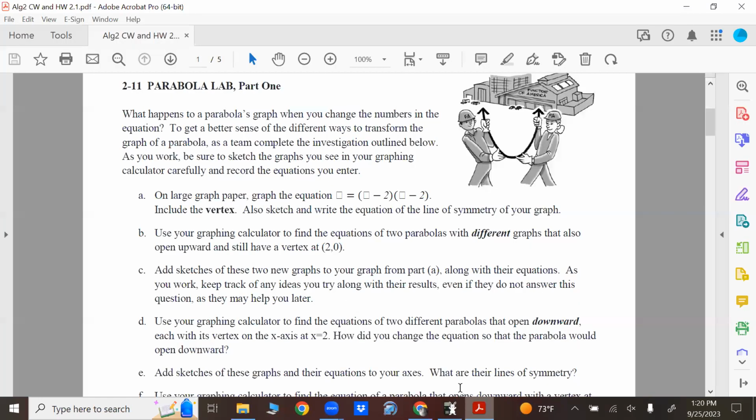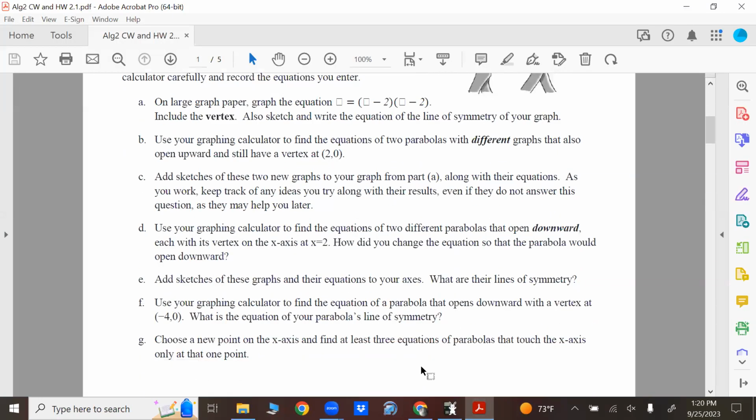Anyway, let's actually do the real heart of the matter, B through G. So part B is asking you, use your graphing calculator to find the equations of two parabolas with different graphs that also open up and have vertex (2, 0). And by the way, going back to part A again, I forgot to mention this. So the graph looks like this one more time, right? Here's the graph, 1, 2, 3, 4, 1, 2, 3, 4.